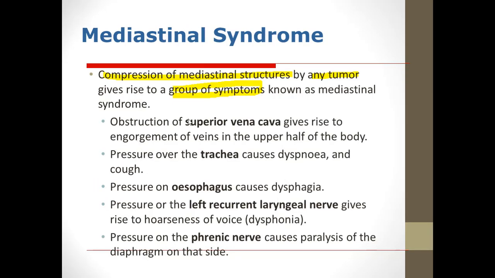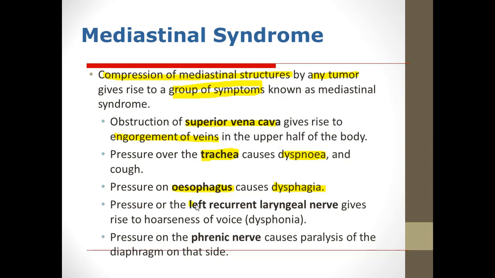So obstruction of the contents of the superior mediastinum includes the superior vena cava, trachea, esophagus, laryngeal nerve, phrenic nerve. If there is obstruction of the superior vena cava, it leads to engorgement of veins in the upper half of the body, which is drained by the superior vena cava. If there is pressure or compression over the trachea, that leads to dyspnea. Dyspnea is difficulty in breathing. And if there is pressure on the esophagus, that causes dysphagia. Dysphagia is difficulty in swallowing and eating.